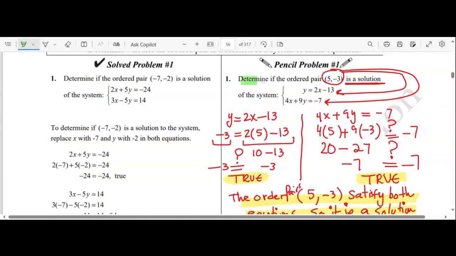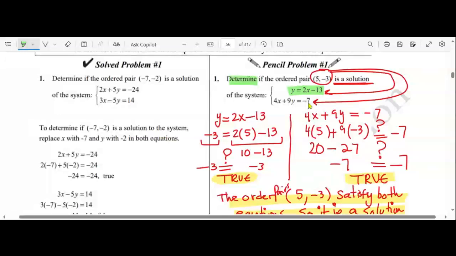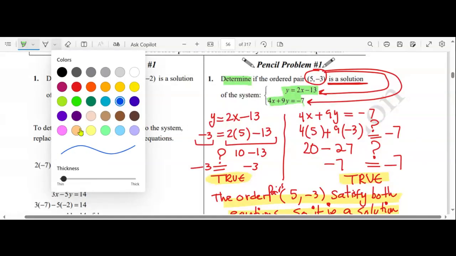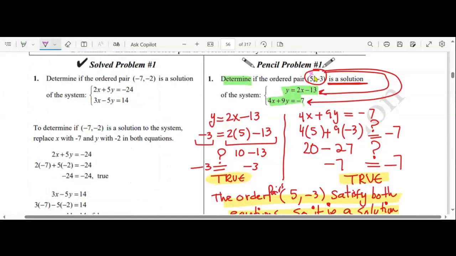Here it says determine. What does determine mean in Arabic? Decide, tell. If the ordered pair (5, -3) is the solution of the system, how many equations is he giving you? He's giving you 2. So all you have to do is replace x by how much? 5. And y by how much? So you go to the first one and replace y by -3, and x by 5. Can you do that? Yes.